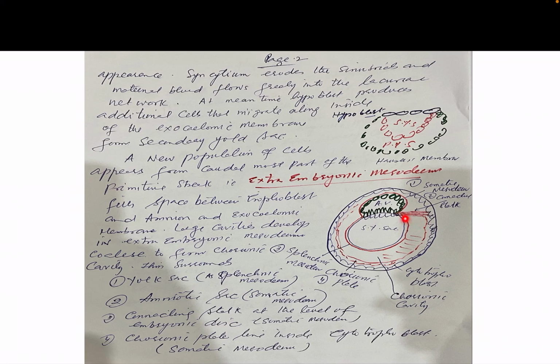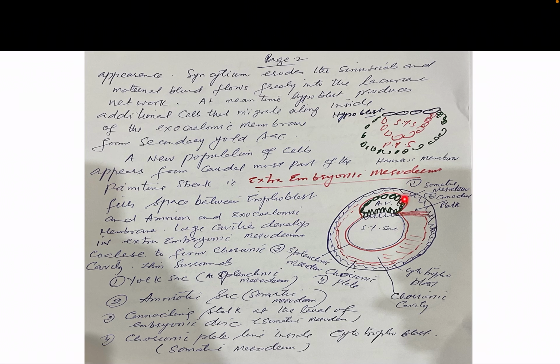The extraembryonic mesoderm which is left around the yolk sac, shown in red, is given the name splanchnic mesoderm. Splanchnic means viscera; that will change into the GIT or other organs. So that is the name given, splanchnic mesoderm. This is the extraembryonic mesoderm left behind around the secondary yolk sac.